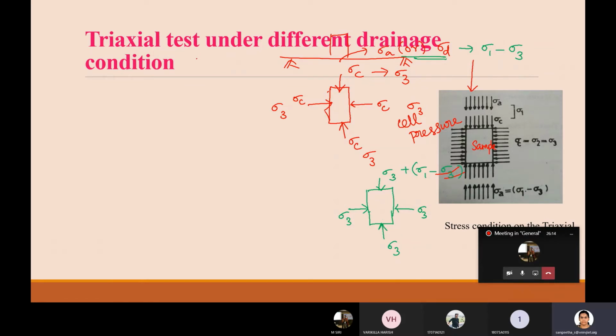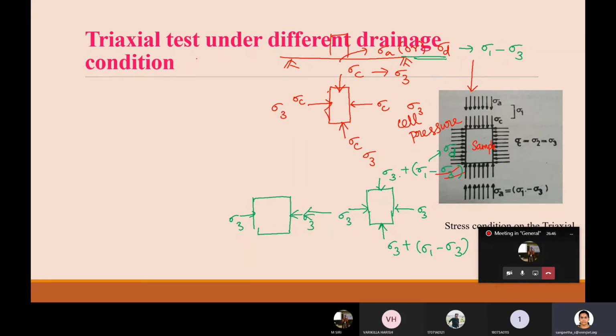Then the sample is compressed from the bottom also. So plus sigma 1 minus sigma 3. Now what happened? Already sigma 3 is acting here. Whatever you have applied is sigma D, which is the deviator stress, equivalent to sigma 1 minus sigma 3. So finally, what is the stress acting on your sample? Here sigma 3 is acting in the horizontal direction, or on the vertical plane.